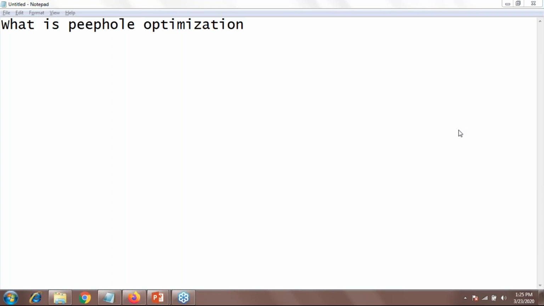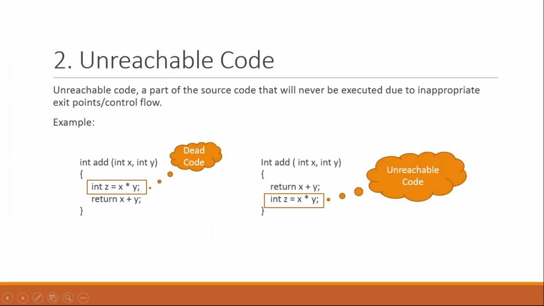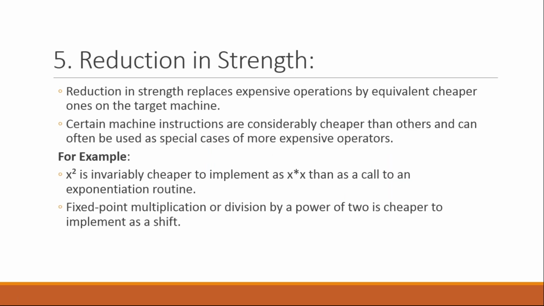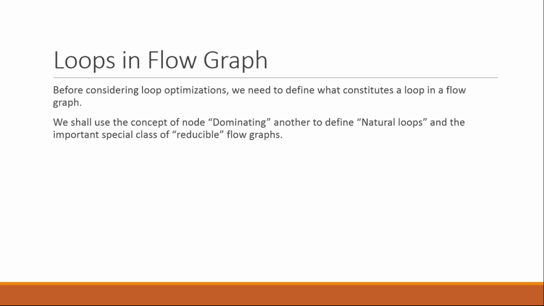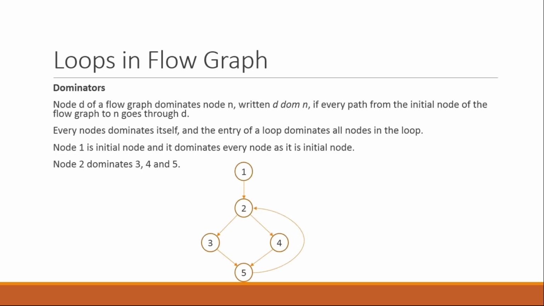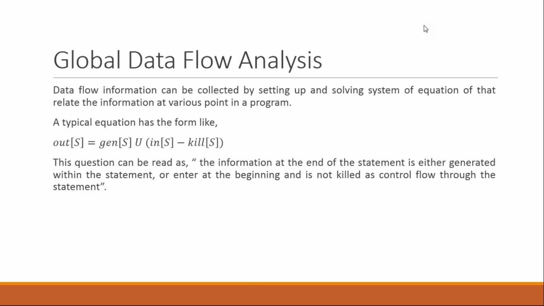So there is unreachable code, flow of control, algebraic simplification, reduction in strength, use of machine idioms, loops in a flow graph with dominators, what are natural loops, what are inner loops, and what is the pre-header. We'll continue with global data flow analysis in our next session. We'll inform you later. Stay at home, stay safe. Thank you, everyone.